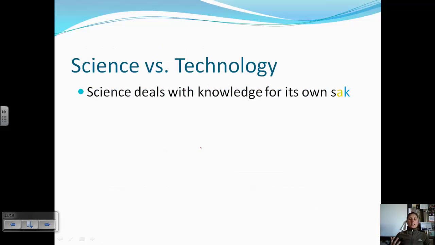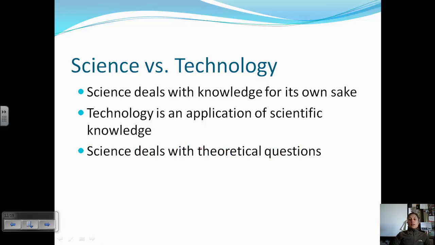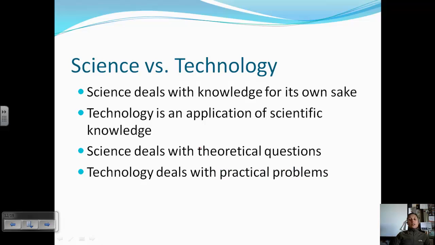Along with science also comes technology. Although they are related, they're not the same thing. Science deals with knowledge for its own sake. This would be like going to college and getting a degree in physics. You have this physics knowledge. Technology is an application of scientific knowledge. A lot of people would say that's what an engineering degree is: you're taking that scientific knowledge and now you're applying it. For example, a mechanical engineer takes all of that knowledge and applies it to the building of a vehicle or something like that. Science deals with theoretical questions, whereas technology deals with practical problems.